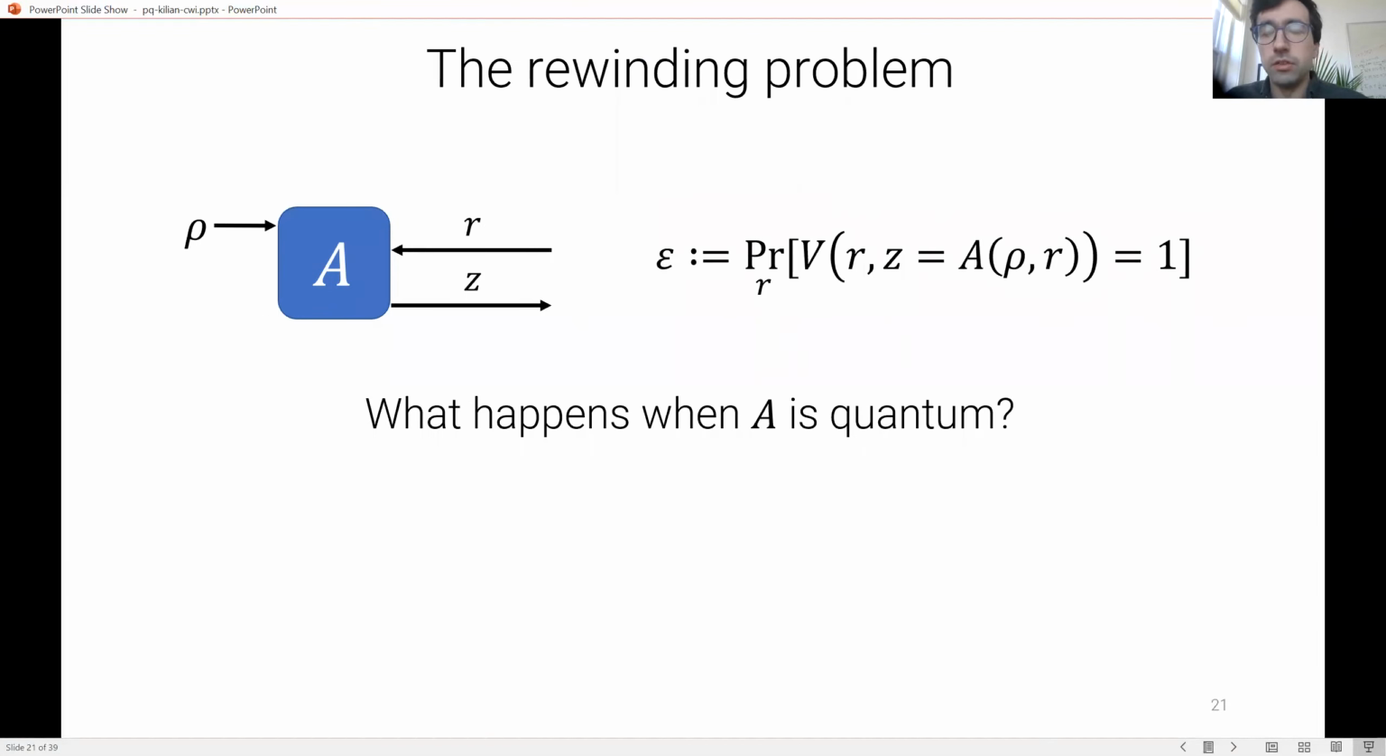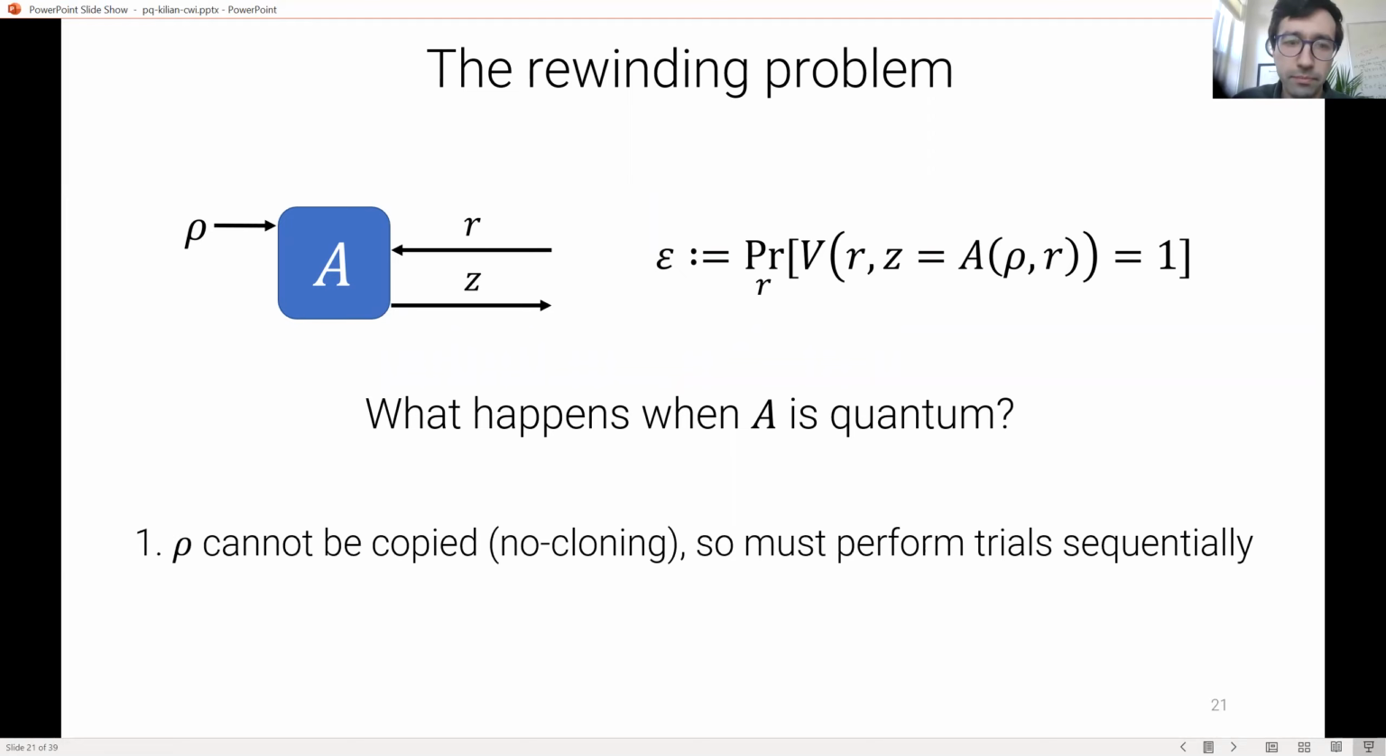Okay, so what happens when A is a quantum algorithm? Now A may have as input a quantum state, and this epsilon is defined in the same way. It's just the probability over R that A outputs something that causes you to accept. Two problems occur. Firstly, because of no cloning, you can't make copies of rho. So you only have one copy of rho, and you're restricted to performing the trials one after the other in some way.